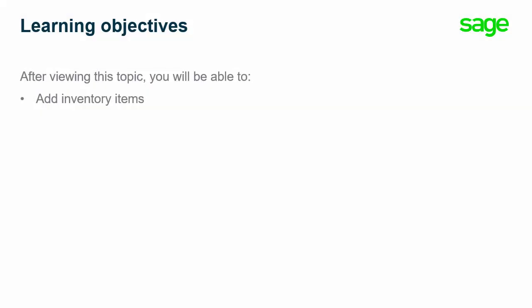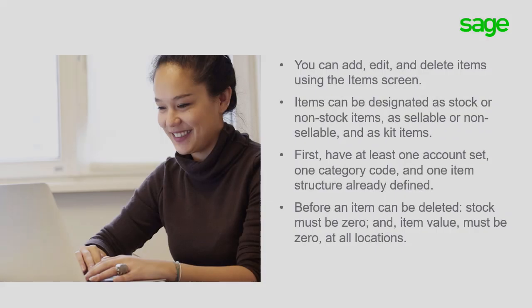In the next few minutes, we will show you how to add inventory items. You can add, edit, and delete items using the item screen. Items can be designated as stock or non-stock items, as sellable or non-sellable, and as kit items.